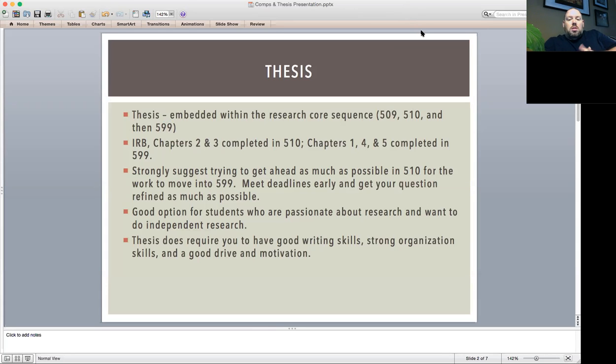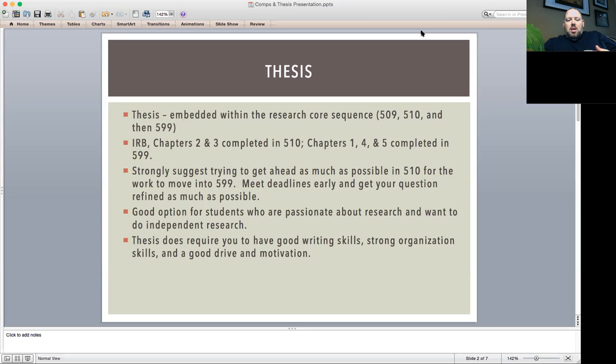I'm going to start this morning talking about thesis. Most of you are aware, but some of you who are first years or second years may not necessarily be as clear, but the thesis is embedded within the research core sequence. So your 509 class, your 510 class, and then the 599 class.